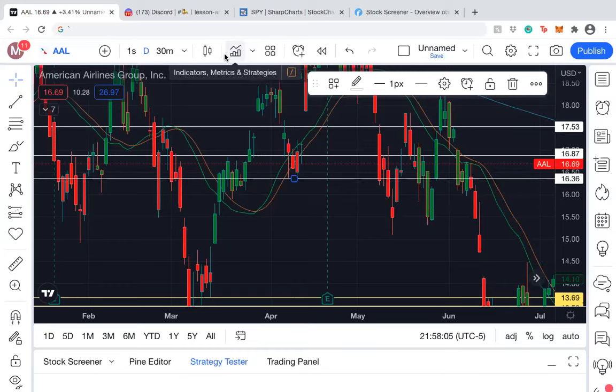But I'll do a second part of this on some of the other ones, the Bollinger Bands, the Fibonaccis, the stochastics, some of those more advanced indicators for you.